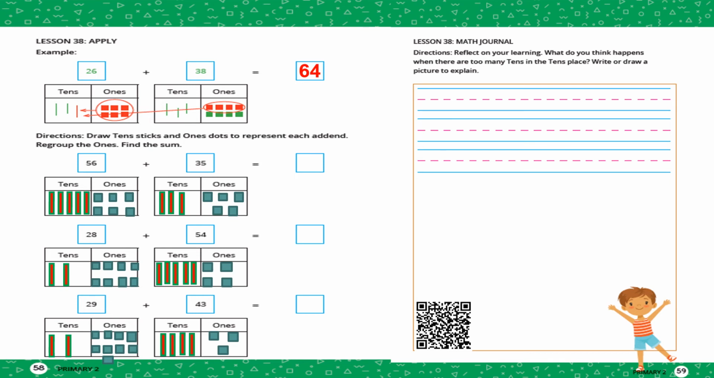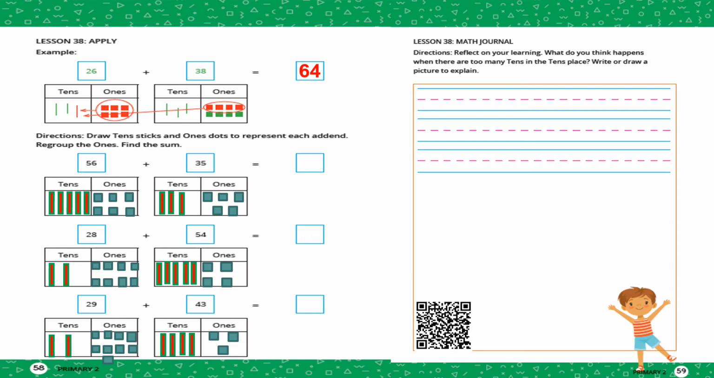Example number 2. 56 plus 35. How many sticks do we have? 5 sticks. How many small squares? 6 small squares. In 35, how many sticks do we have? 3 sticks. How many small squares do we have? 5 small squares. Now let's add 56 plus 35.